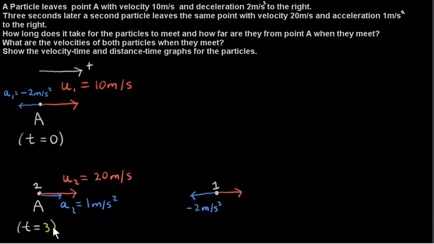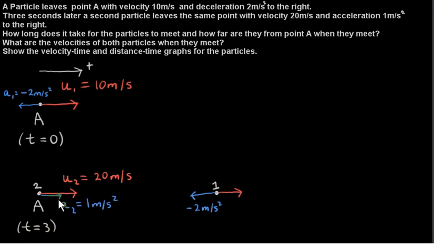So at t equals 3, a second particle, which I'll call particle 2, leaves point A with velocity plus 20 meters per second. Particle 2 is moving to the right, the positive direction, and its acceleration is 1 meter per second squared. We are not talking about a deceleration here. So the particle is speeding up by 1 meter per second each second. That means after 1 second, the speed of particle 2 will be 21 meters per second. After 2 seconds, it will be 22 meters per second, and so on.